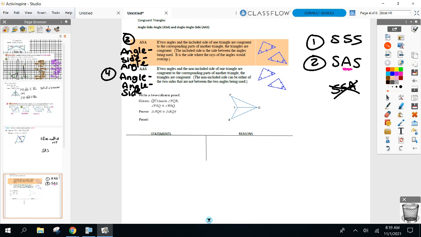All right, so bottom line, ready? If I have two angles and a side, you're good. You just got to figure out, is the side in between or not? All right, you ready?